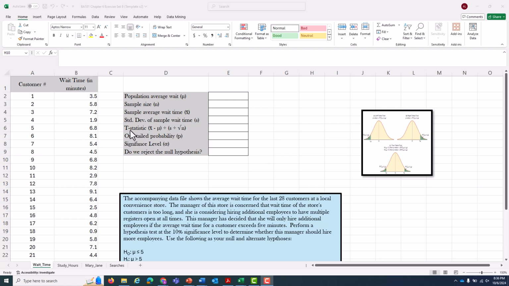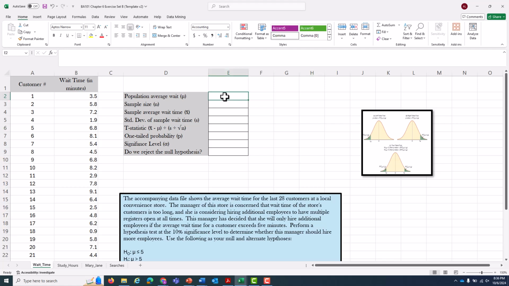To do that, I'm going to need a t-statistic. The t-statistic is going to help me find the probability of this situation occurring. And the formula for it is right here: x bar minus mu, divided by the standard deviation divided by the square root of our sample size. Well, let's get those numbers first so I can set up a nice little formula in Excel.